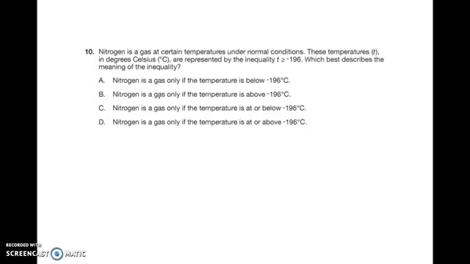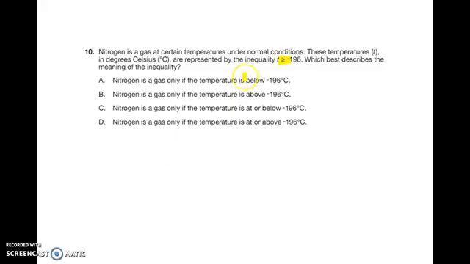For number 10, again, we're looking at an inequality. Nitrogen is a gas at a certain temperature under normal conditions. These temperatures, T, in degrees Celsius, are represented by the inequality T is greater than or equal to negative 196. Which best describes the meaning of the inequality? So we kind of have to understand what this symbol means. Greater than or equal to.